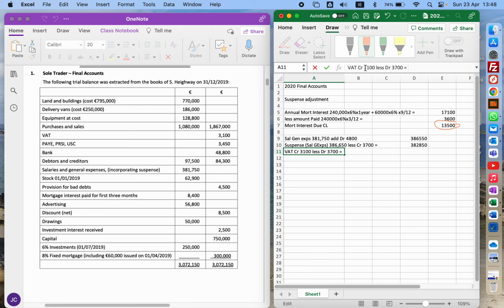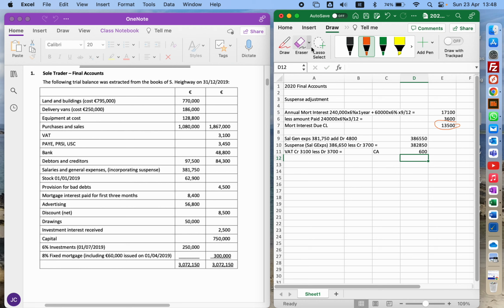So that means that VAT's going to go from being a credit entry, so a liability, we owe money to the taxman, to being a debit where the taxman owes us money. So that means it's going to be a current asset of 600. Okay, so that's the VAT.